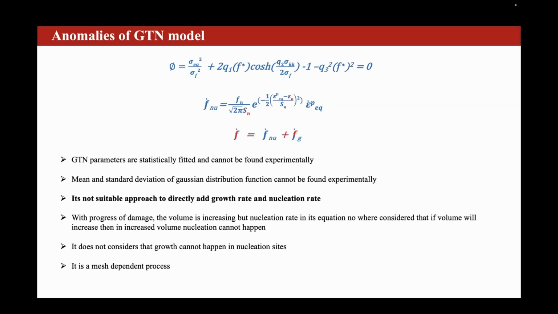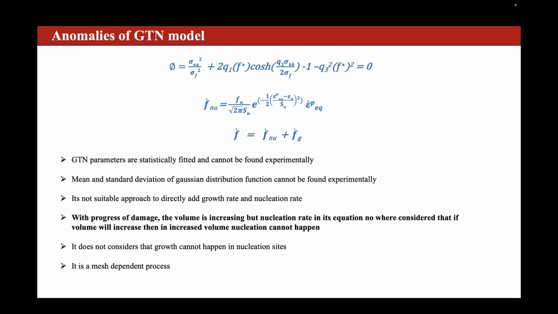Also in the GTN model, the approach is we are adding growth rate with nucleation rate. But if we look into it, these two are not mutually exclusive events. So they are interdependent on each other. So if we are directly adding them, then it's not a suitable approach. Also, as the damage is progressing, the overall volume of matrix is increasing with growth of voids.